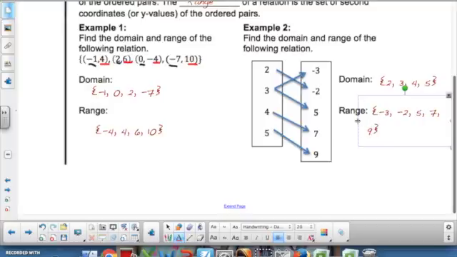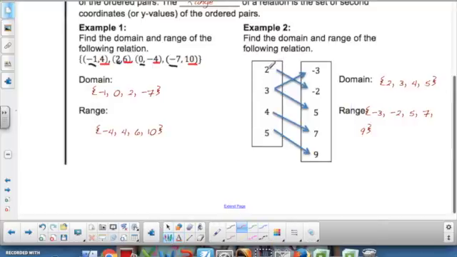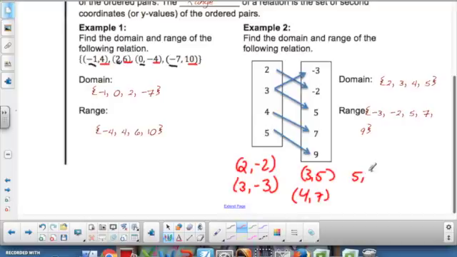Now, I do want to tell you that if you were to translate this to an ordered pair, so let me write this, this would be 2, -2. So each arrow would represent an ordered pair. This one would be 3, -3, and there would be a second one with 3 where we go 3 and then 5. And then we go 4, 7, and 5, 9. So that's kind of how you read those mappings when you see them.